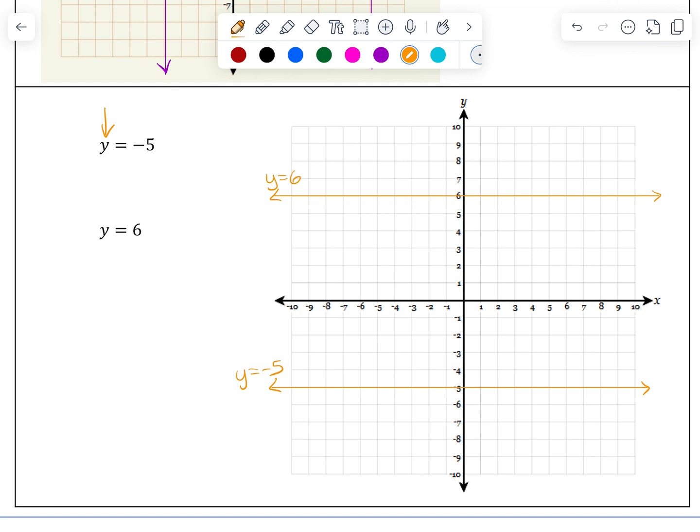Okay? These ones have that 0 slope. The x equals examples have that undefined slope. I hope you get a great understanding of how to graph lines.